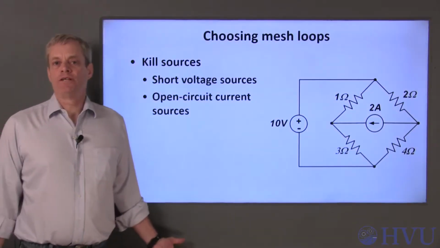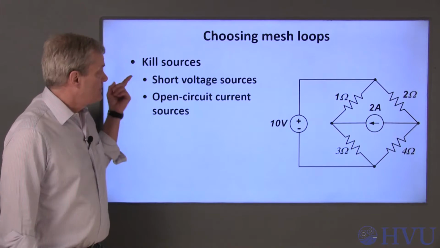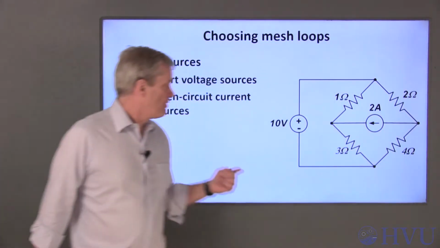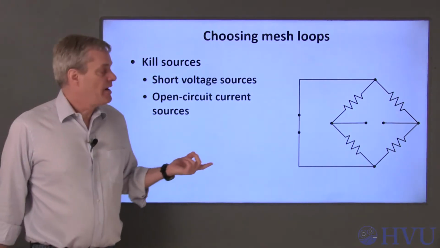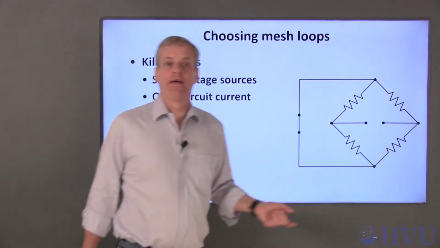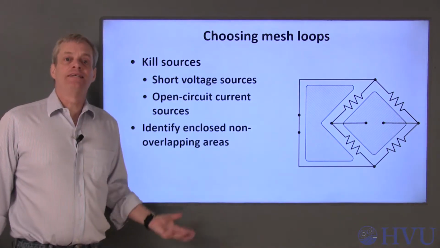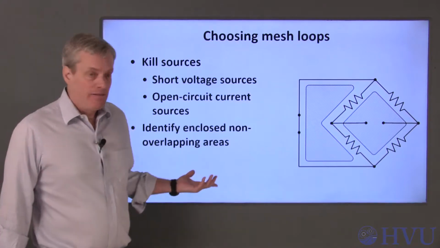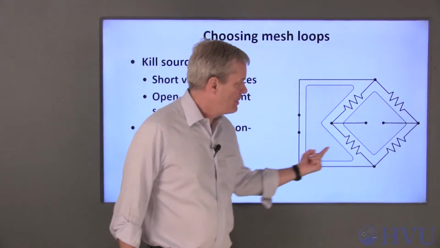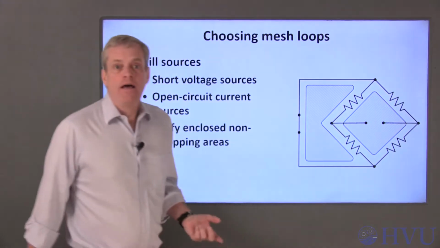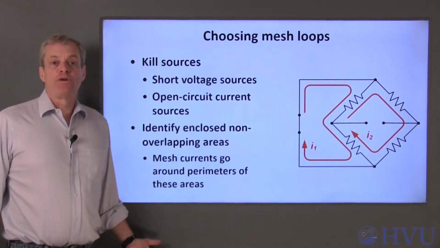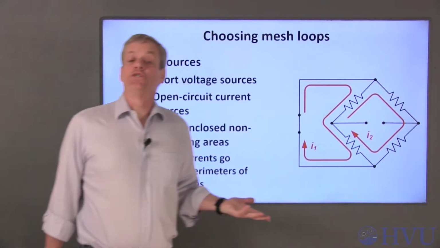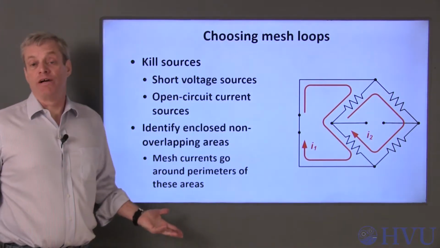Probably the easiest way to choose mesh loops is to kill the sources. To kill a voltage source, replace it with a short circuit, and to kill a current source, replace it with an open circuit. So my example circuit becomes this. After you've killed the sources, identify any resulting enclosed, non-overlapping areas. In this circuit, one of those will be over here and one will be here. The mesh currents go around the perimeters of those areas. I'll always choose my mesh currents as going clockwise, but you can choose either direction if you're consistent about your sign conventions.